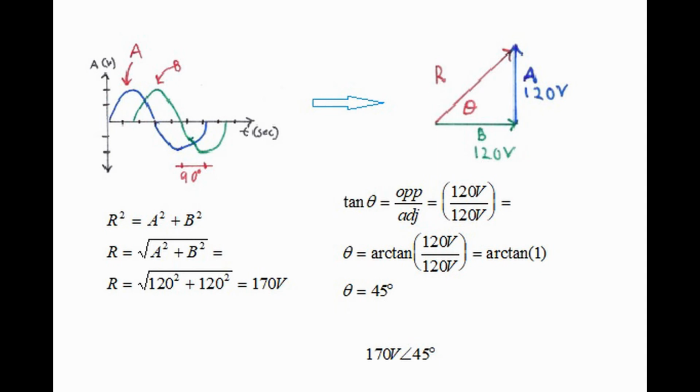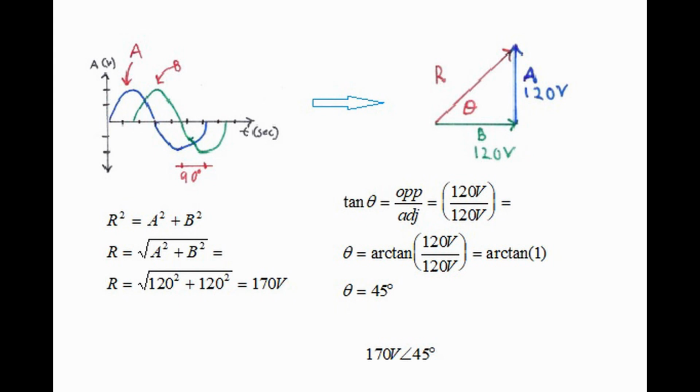We use the Pythagorean theorem to calculate R when we say that R squared equals A squared plus B squared, or R is equal to the square root of A squared plus B squared, or 120 volts squared plus 120 volts squared, and take the square root, and so the resultant is 170 volts. We can find the phase angle by saying that tangent theta is equal to opposite over adjacent, or 120 volts divided by 120 volts. That means theta is the arctangent of 120 divided by 120, or the arctangent of 1. So theta is 45 degrees.